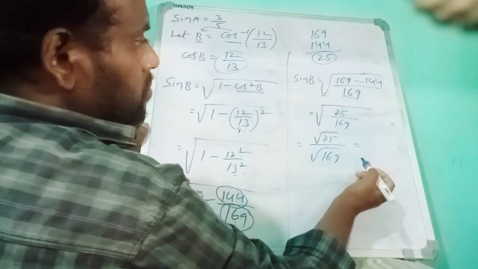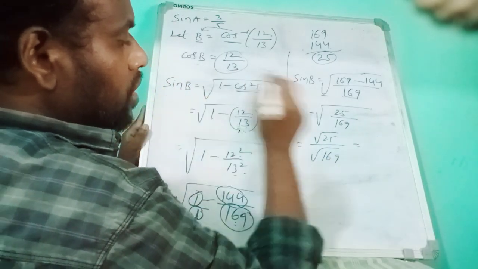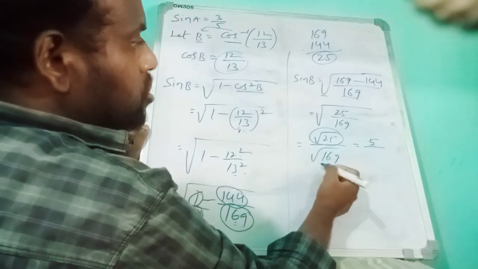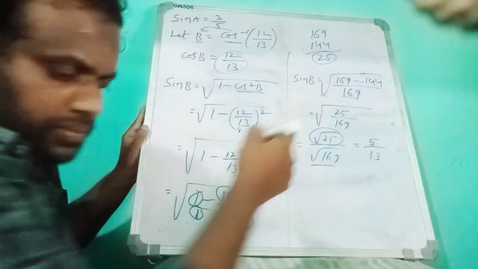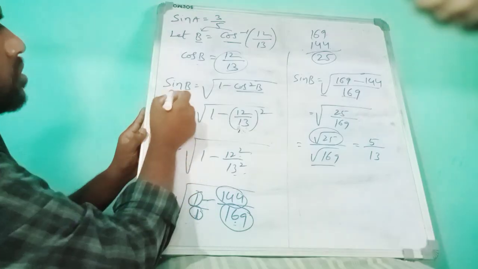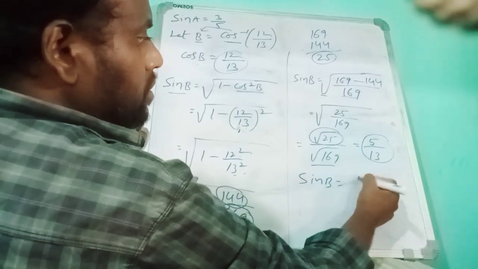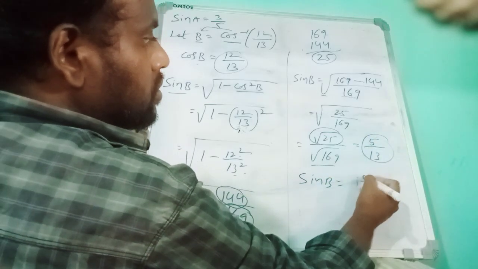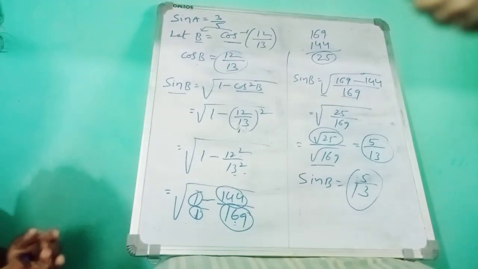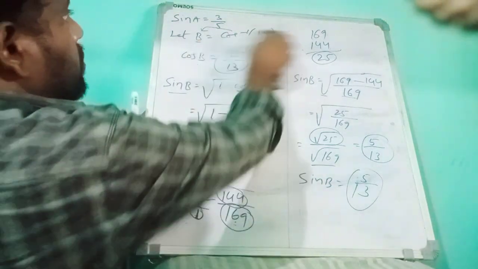Square root of 25 is 5 and square root of 169 is 13. So sin B is equal to 5 by 13. Okay, remaining I will solve here only.